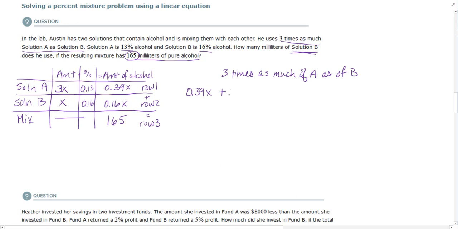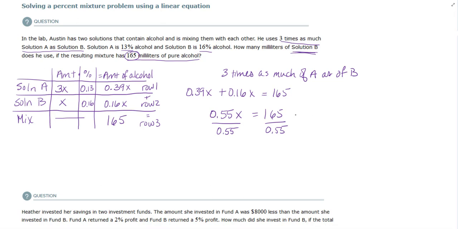0.39x plus 0.16x is equal to 165. And so now if I add these together, they're like terms. 0.39 plus 0.16. I think it's 0.55 because I've done this problem about 6 times now. 0.55x equals 165. And then dividing both sides by 0.55. I don't think I can remember what that is. 165 divided by 0.55. I get 300.